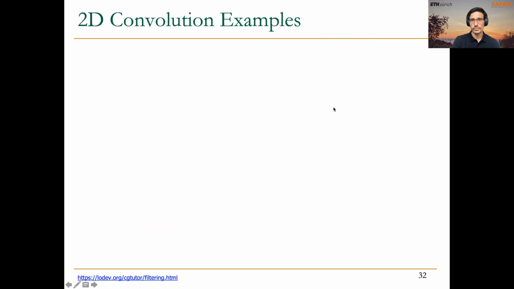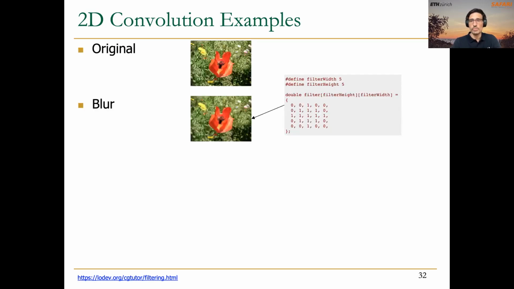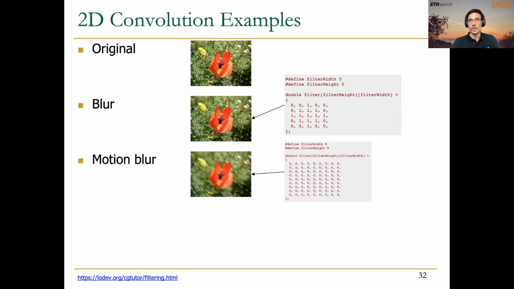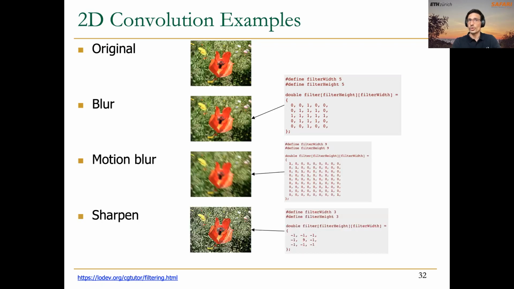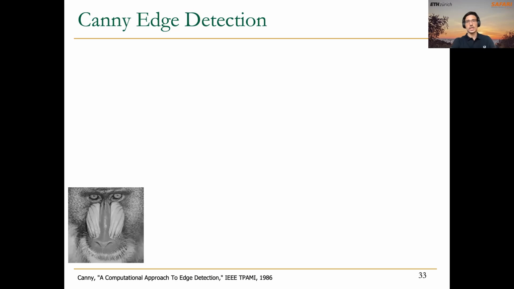Some example 2D convolutions that are widely used in image processing from an original image: we can apply a blur filter, or a motion blur filter, or a sharpen filter. If you want to find more of these examples, you can go to this website here. Also, 2D convolutions are used in Canny edge detection, which is probably the most popular and widely used way of detecting edges or borders in an image.